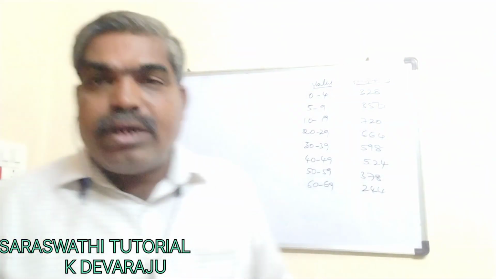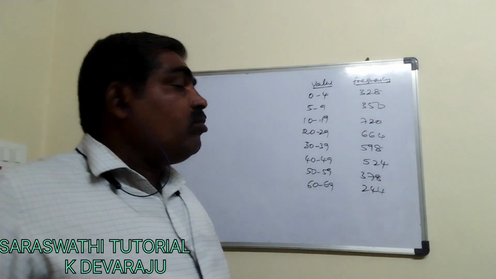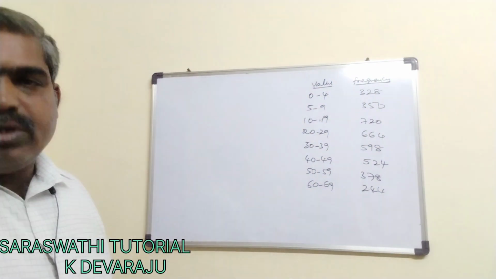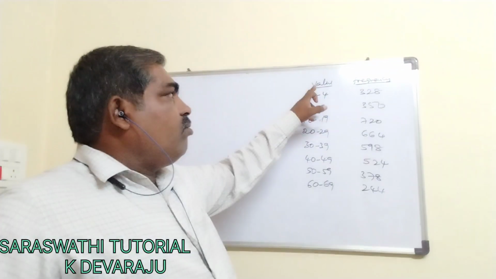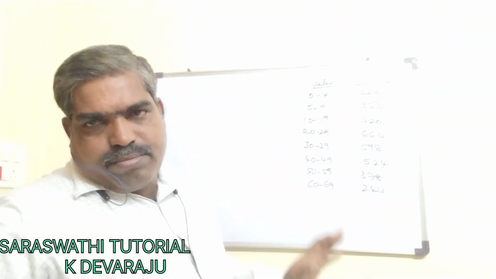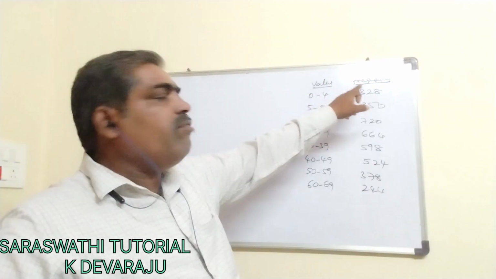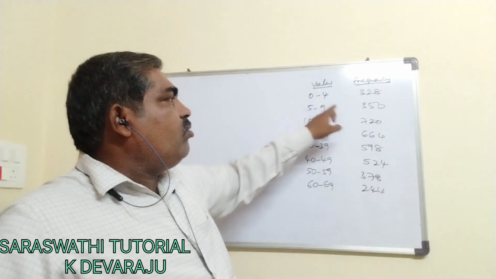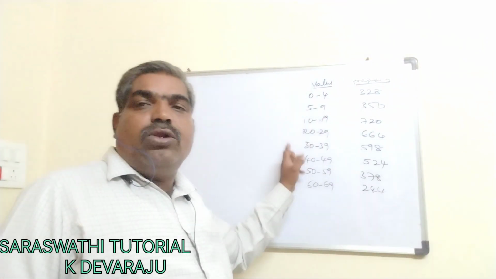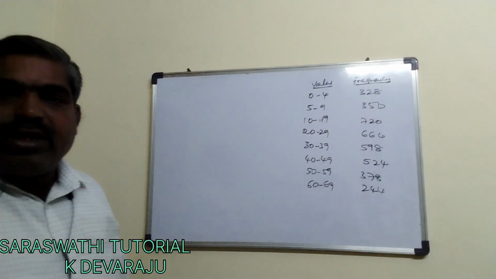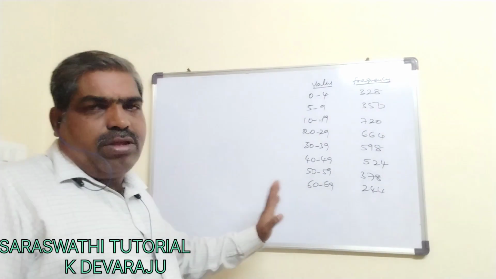Today we are discussing the problem relating to continuous series arithmetic mean. If the question is given, calculate the arithmetic mean from the following data. The data is given as value and frequency: 0 to 4, 5 to 9, 10 to 19, 20 to 29, 30 to 39, 40 to 49, 50 to 59, 60 to 69, 70 to 79.